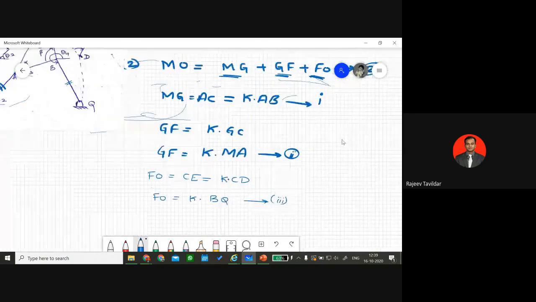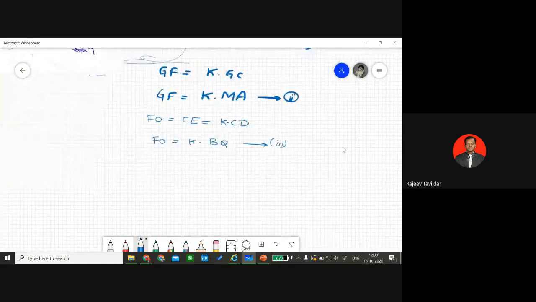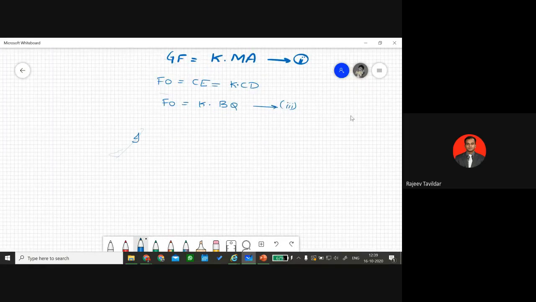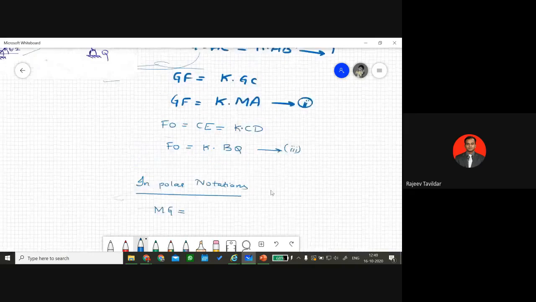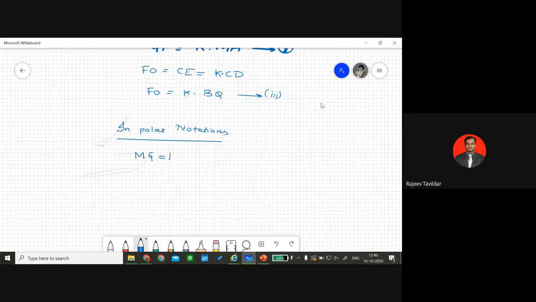Now we have written the values for MG, GF and FO in terms of the constant K. Now let us write all these values once again in terms of polar notation. So first thing is we are having MG. MG, what we had, I had got it as K into AB here. Can you see this? MG I had got as K into AB. So I'll first write it as it is. MG was equal to K into AB. Now I need to convert this into polar notation.